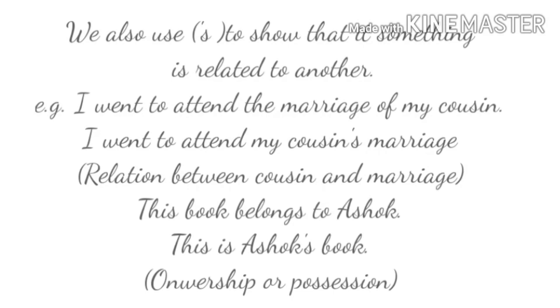Example 2: This book belongs to Ashok. This sentence shows us the ownership or possession. It tells us that the book belongs to Ashok. So it can also be written as: This is Ashok's book, using an apostrophe and s.